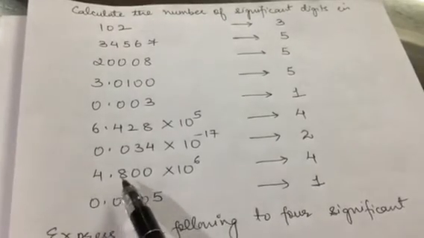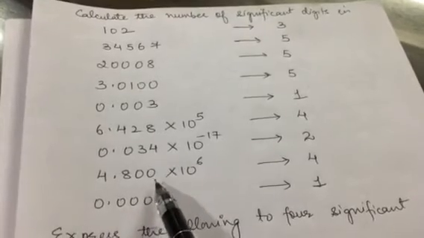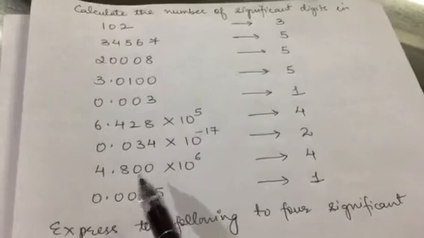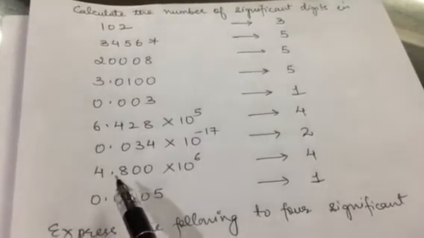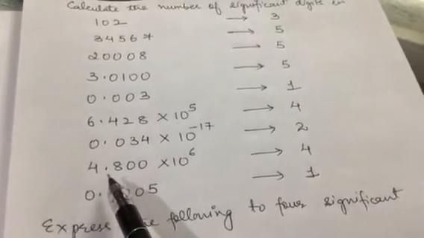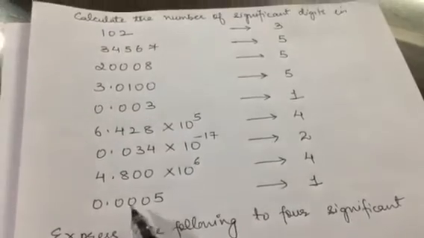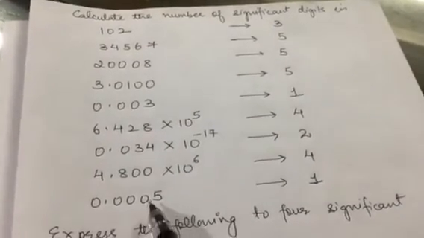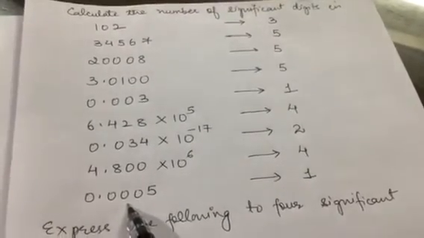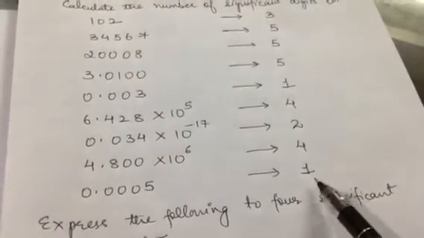Then we have 4.800. There are a total of 4 digits here. All these 4 should be counted because there is a decimal, and the zeros on the right side are counted if there is a decimal. Then we have 0.0005. Since all these zeros are on the left side of 5, they should not be counted. Hence the total number of significant digits is 1.